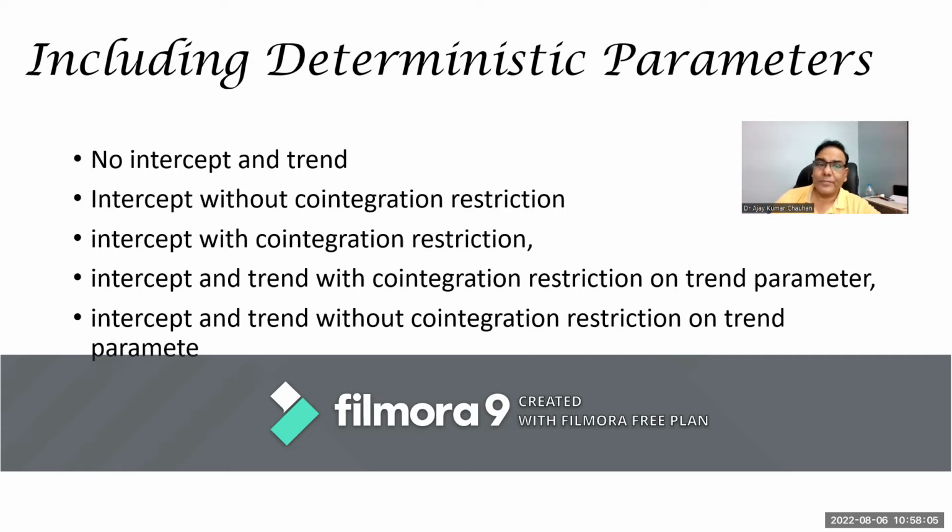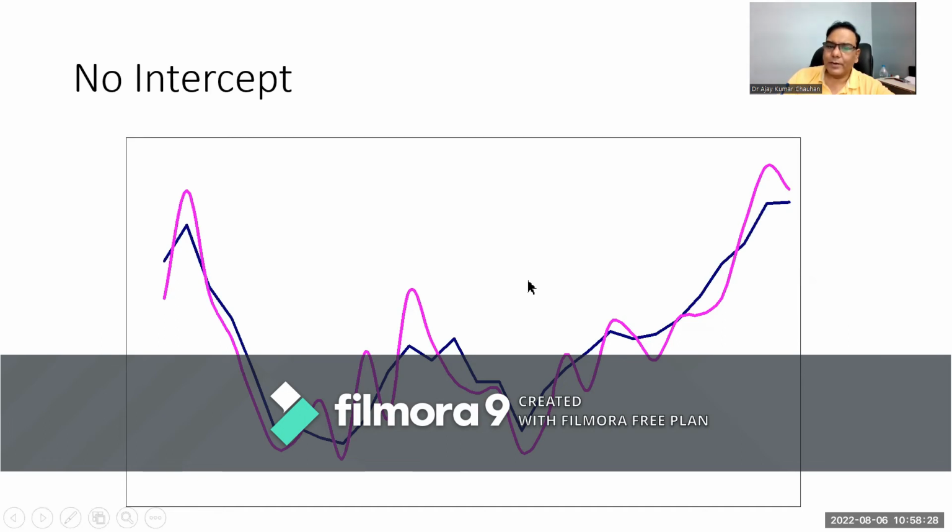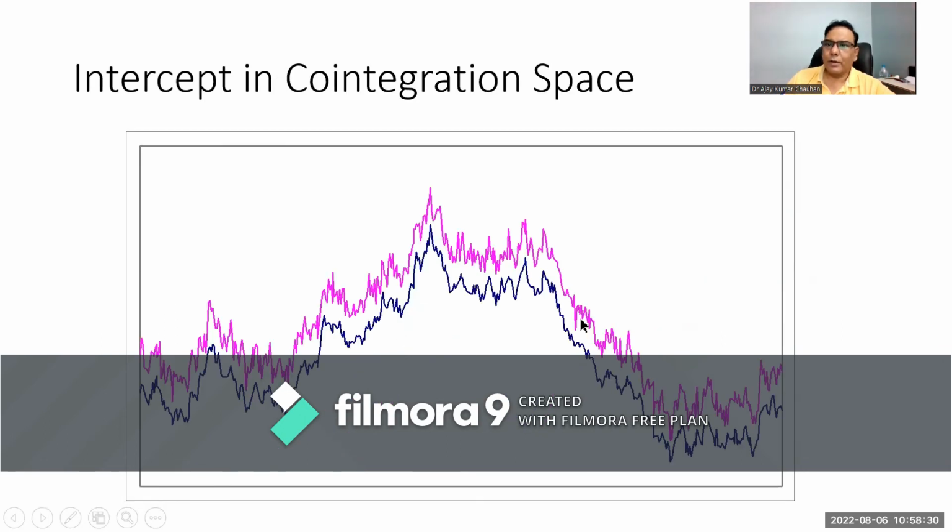After that, we have some assumptions because there are different types of cointegration. Number one is no intercept and no trend, then intercept without cointegrating trend. And I found that most scholars don't know how to use these assumptions. So let me explain in simple language. In this case, you can see that there is no intercept. So what does it mean?